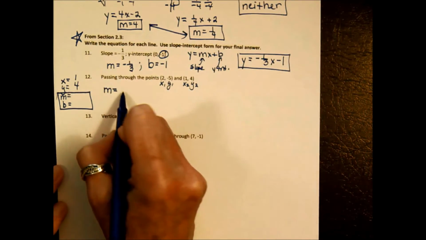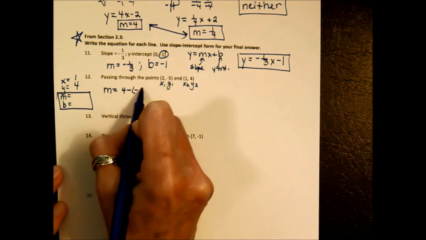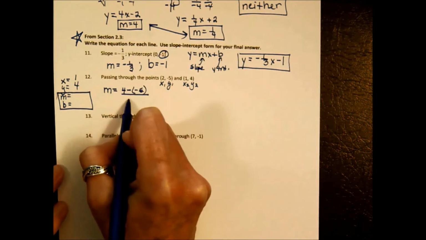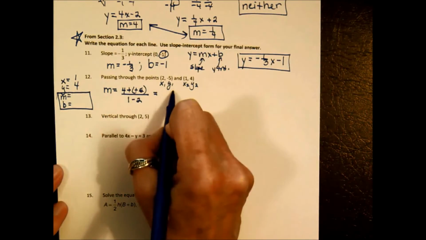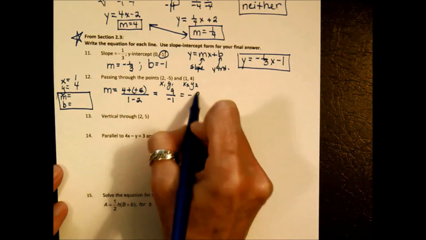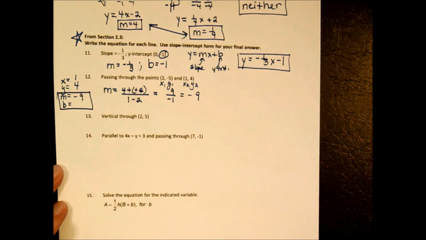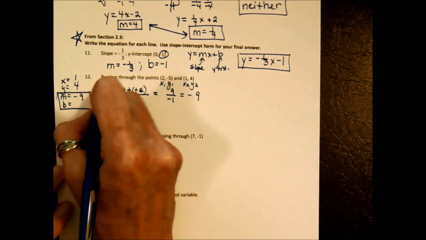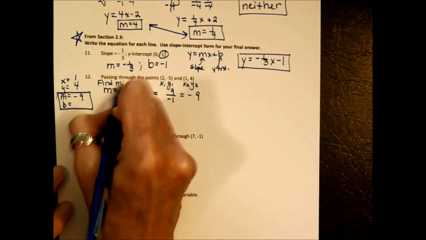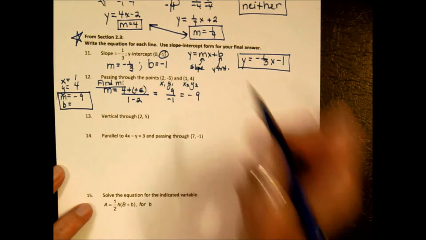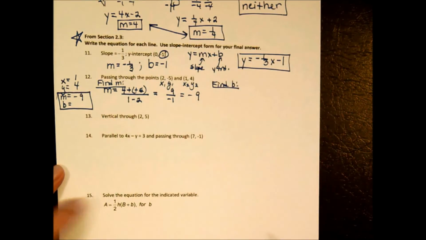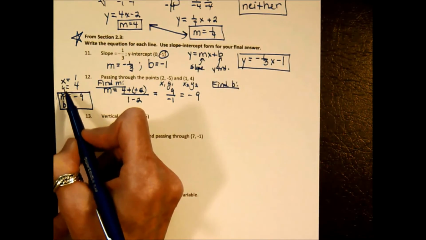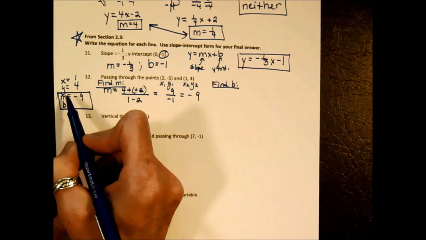So y2 minus y1, being careful of signs, over x2 minus x1. 2 negatives make a positive, so that's 9 over negative 1, or just negative 9. So my slope on this one is negative 9. So here we did a find m. Now we have to find b. And this is the part where you have to use each of the 3 variables that you know, the x, the y, and the m that you just found.